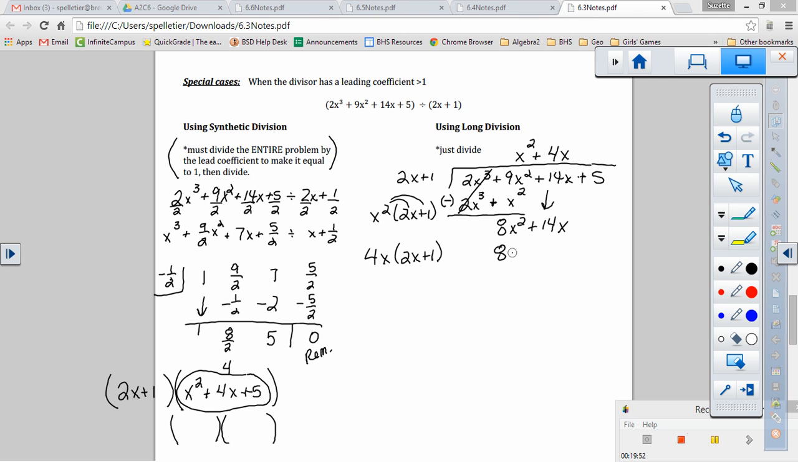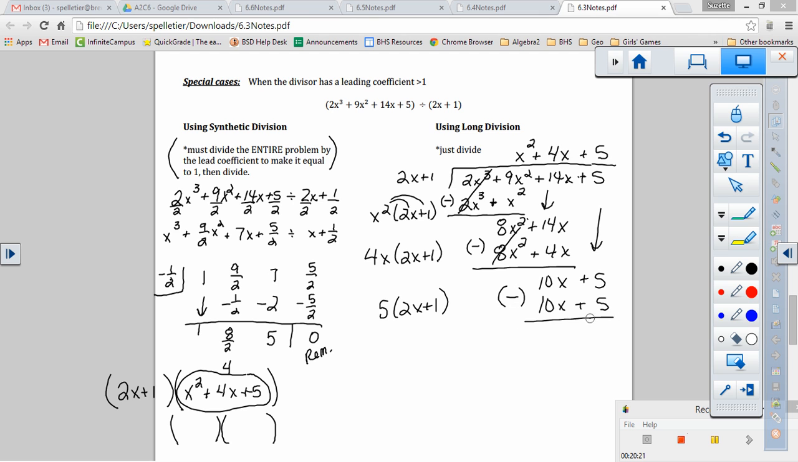4 times 2 is 8x squared plus 4x. Do some subtraction. 8x squared minus 8x squared cancels. 14 minus 4 gives me 10x. Drop the 5. What do you multiply 2x by to get 10x? Well, you already have the x, you just need the 5. Then you do 5 times 2x plus 1 gives me 10x plus 5. Do your subtraction. 10x minus 10x cancels. 5 minus 5 cancels. Remainder 0.